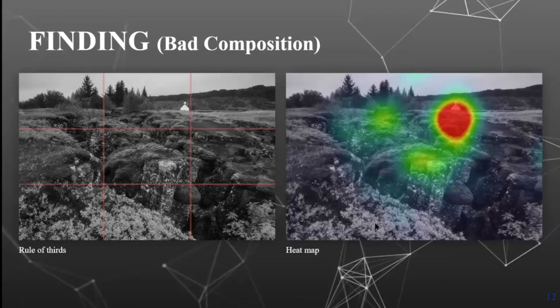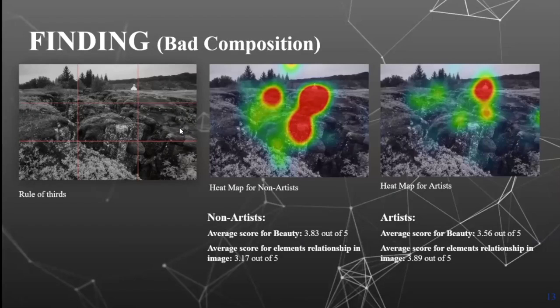And here is an example that the study shows, where we lay off the rule of thirds in the image. As you can see, there is not really an interesting point to look at. It's basically just a foreground, and then there is a horizon, and then there is nothing. So nothing to really look at.